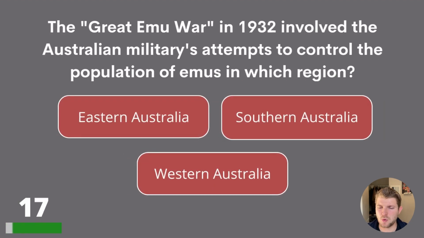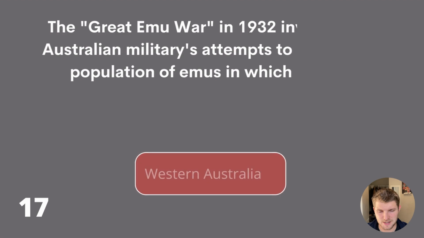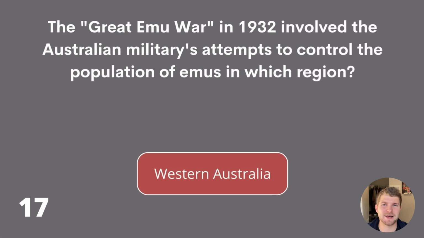Question 17. The Great Emu War in 1932 involved the Australian military's attempts to control the population of emus in which region? Eastern Australia, Southern Australia, or Western Australia? And the answer is Western Australia.